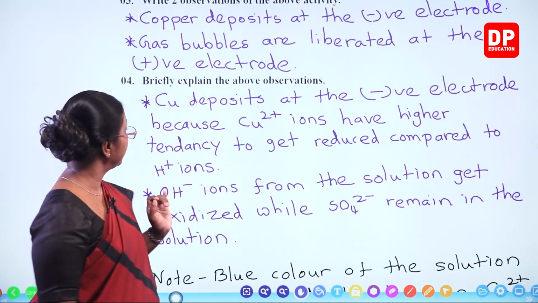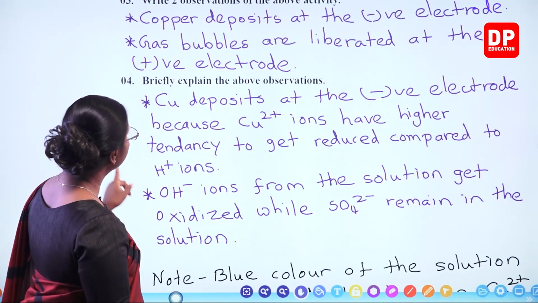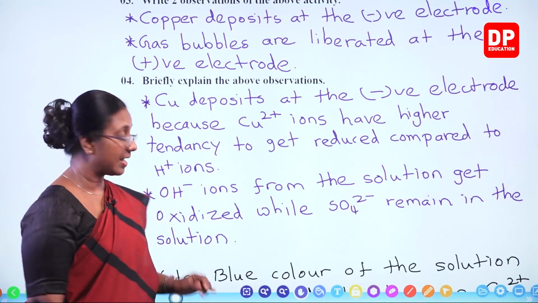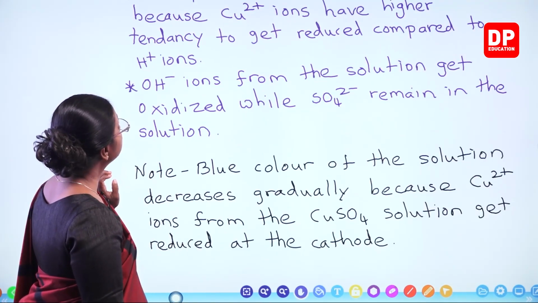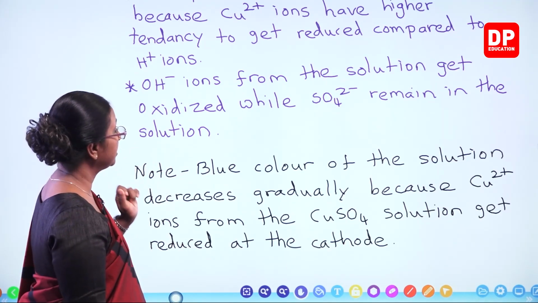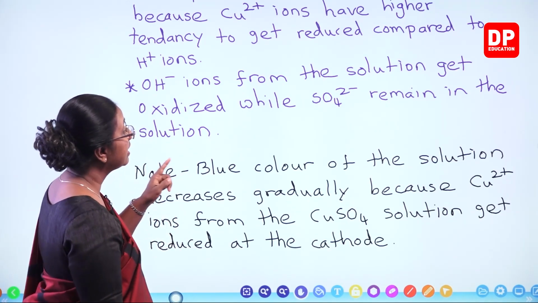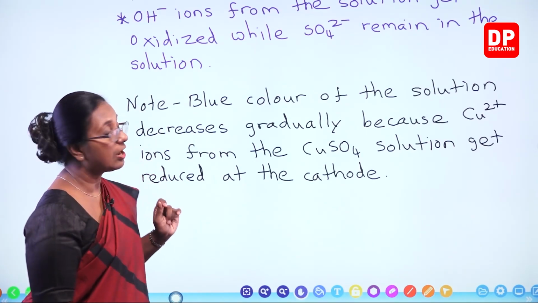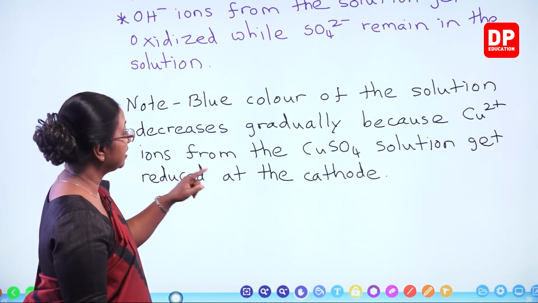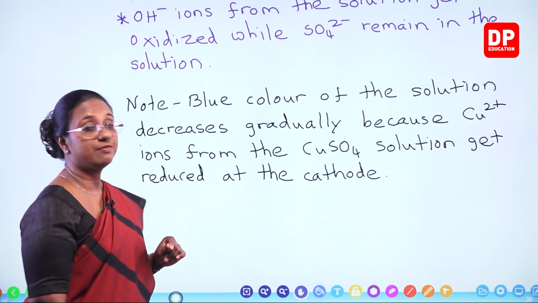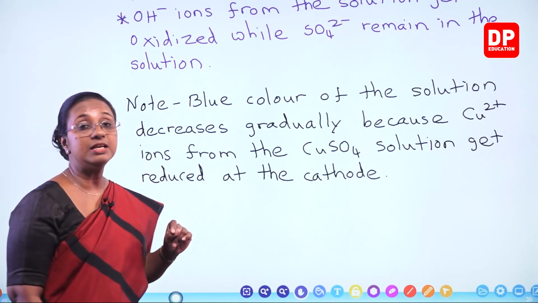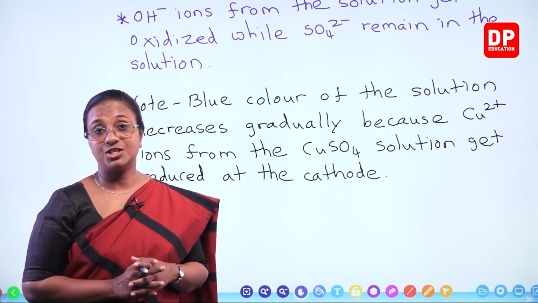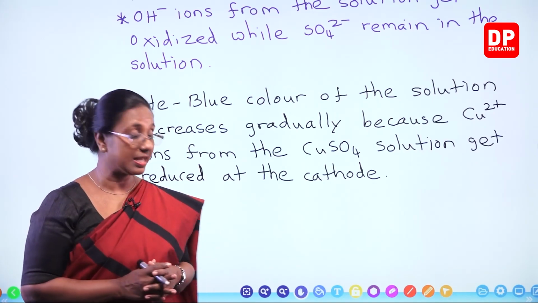Briefly explain the above observations. Copper deposits at the negative electrode because copper ions have higher tendency to get reduced compared to H plus ions. At the same time, OH minus ions from the solution get oxidized while SO4, that is sulfate ions, remain in the solution. And as a note, I have given this blue color of the solution decreases gradually because Cu2 plus ions from the copper sulfate solution get reduced at the cathode. So, you all also can write a similar explanation. With that, students, I'll move on to the next slide.